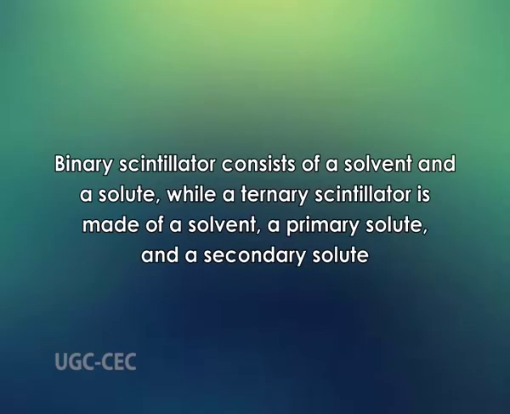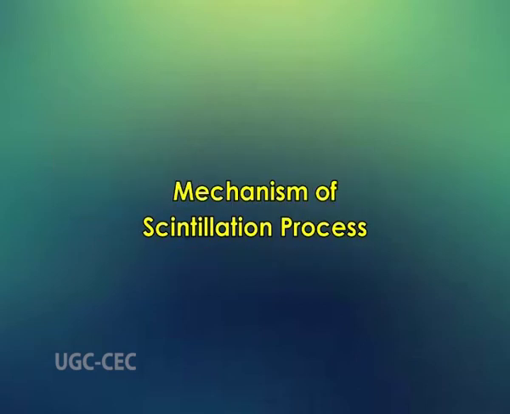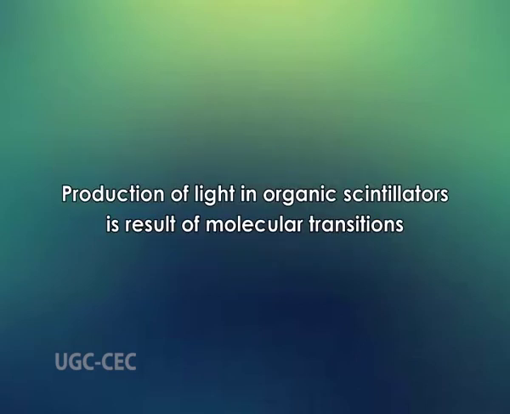A binary scintillator consists of a solvent and a solute, while a ternary scintillator is made of a solvent, a primary solute and a secondary solute. Now, its mechanism of scintillation process. The production of light in organic scintillators is the result of molecular transitions.